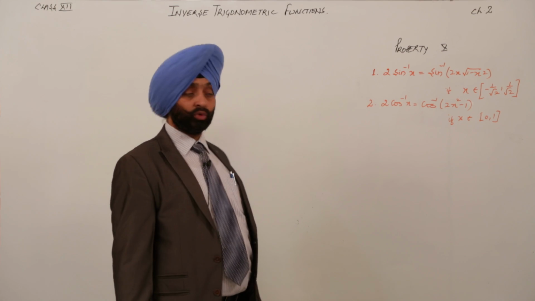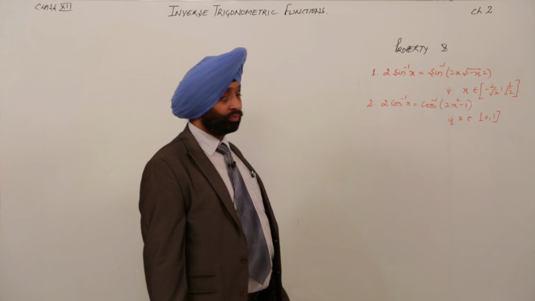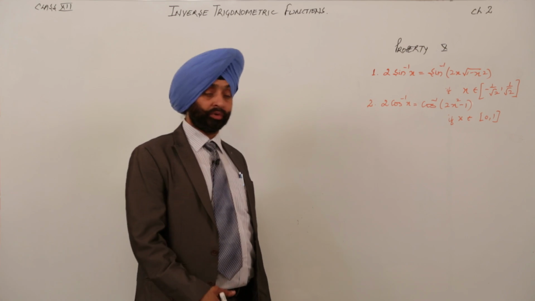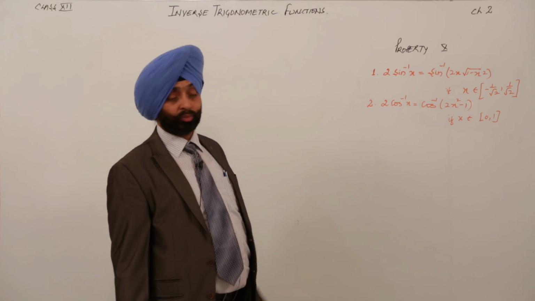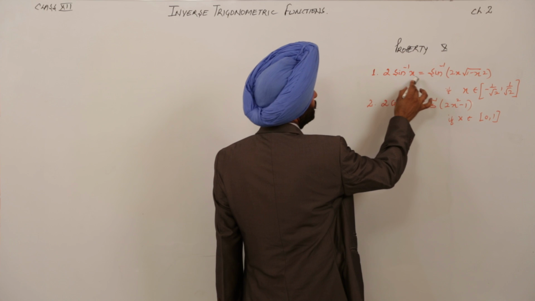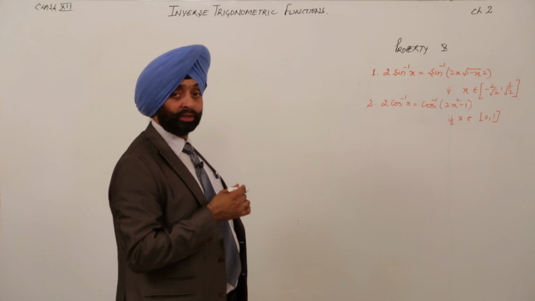Yes, moving to the next property, property number 10. Since now we have used 9 properties, 3 were the basic things, then we use some properties, and now we are on the 10th property. So what does this property show? This property shows 2 sin inverse x is equal to sin inverse 2x under the root 1 minus x square.